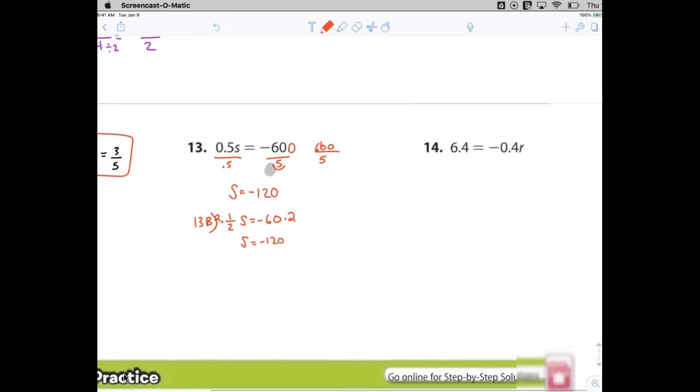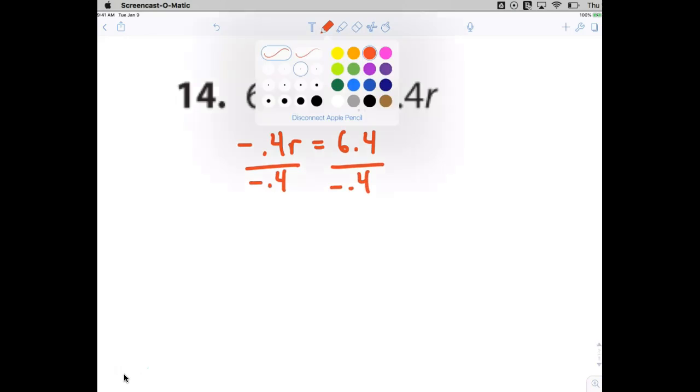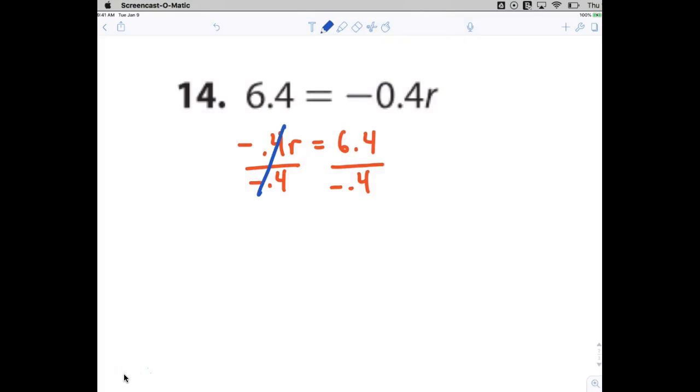All right, 14. Let's rewrite it first. Negative 0.4 R equals 6.4. All right, what am I doing? Negative 0.4 divided by negative 0.4, and those cross out. And then you do 6.4 divided by negative 0.4. Right, so what does that simplify to?